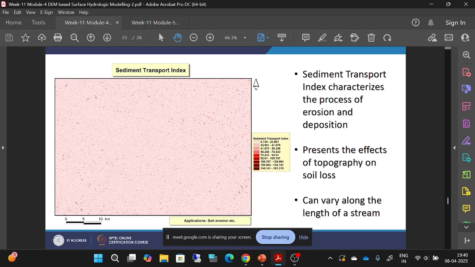So here again we have a digital elevation model showing you the sediment transport index. It characterizes the process of erosion and deposition, because where you have excessive sediment, that is going to be the deposition place, and where you have lesser sediment, that's going to be the erosion. So it presents the effect of topography on the soil loss, and it can vary along the length of a stream. This is mainly applied to understand soil erosion in a place.